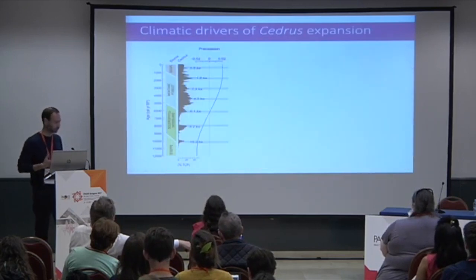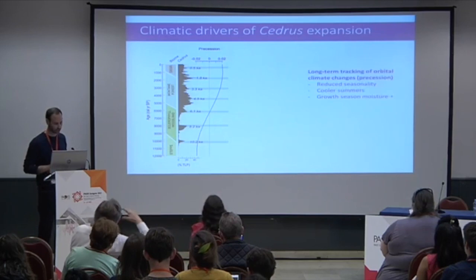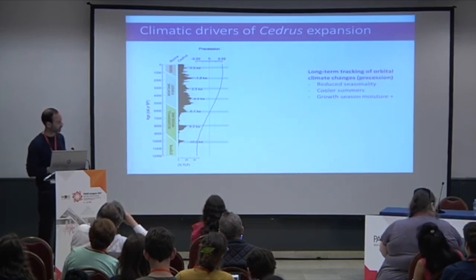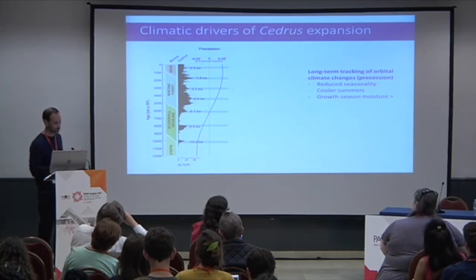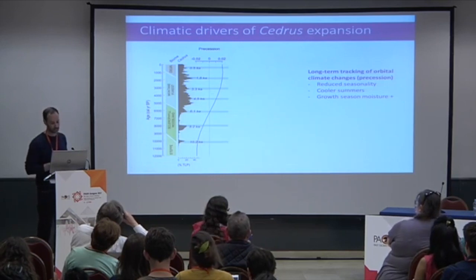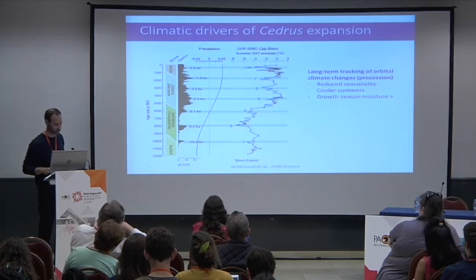So in terms of the kind of climatic drivers that may be important, overall we see a sort of late temperate pattern that may well be linked to long-term tracking of orbital scale climate changes associated with the precession cycle. A key factor may be reduction in the seasonal extremes, cooler summers as we move into the mid to late Holocene, associated then with greater availability of growing season moisture to this particular species.